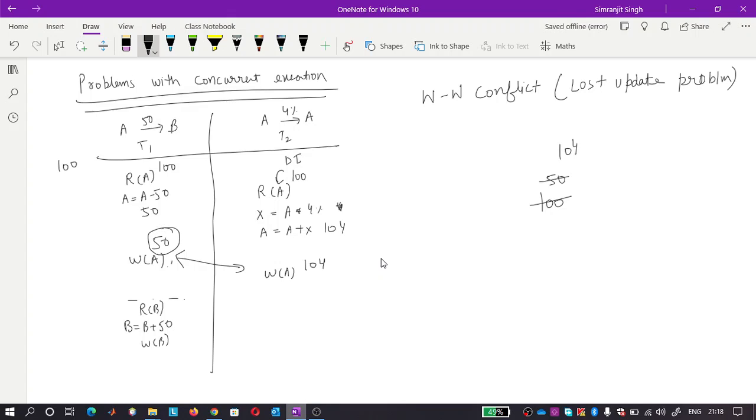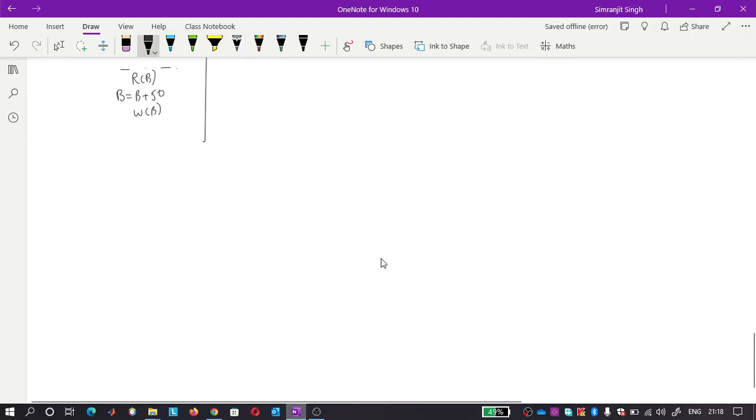This should not have happened. If you are blindly writing the value here, you should just read the value of A first. Then I might have found that the value of A has been changed. So these are the problems that we can get. The first one is your write conflict. Another one is your second problem.